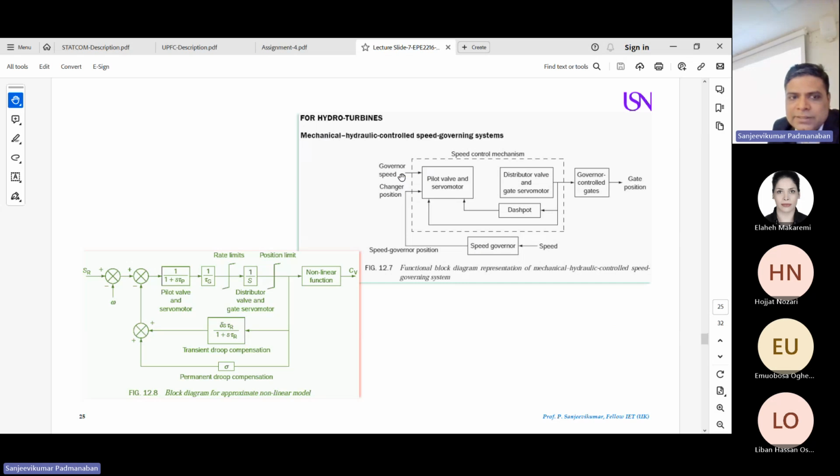Then we are going a little inside the speed governing system. Step by step, we are making the complete block diagram. So here I'm going to combine the mechanical and hydraulic control, the complete governing system. You can have a look here. Speed governor reference is given, and this is the speed governor feedback from your machine, which is a hydraulic machine. Then you find the speed governor position. These two are given to the pivot valve and servo motor as an input. And there are two feedbacks from the distribute and gate servomotor: one through a dashpot and one without a dashpot.